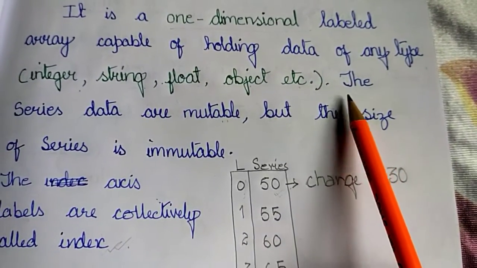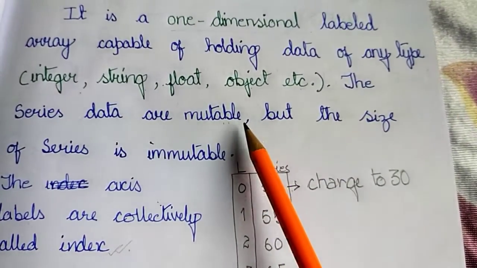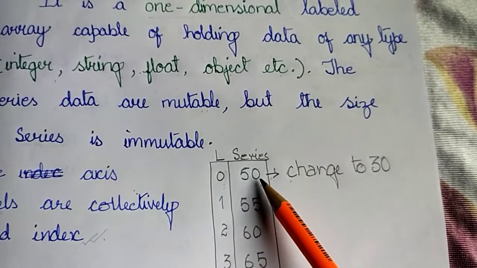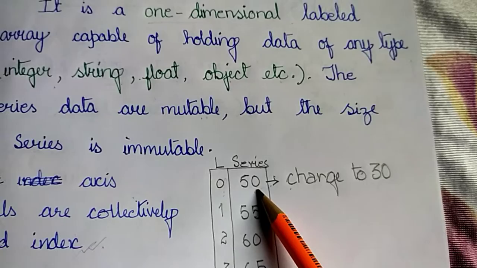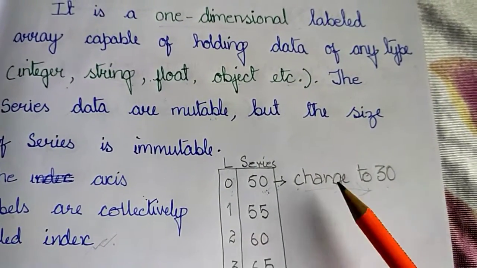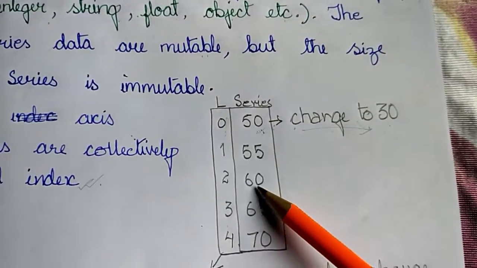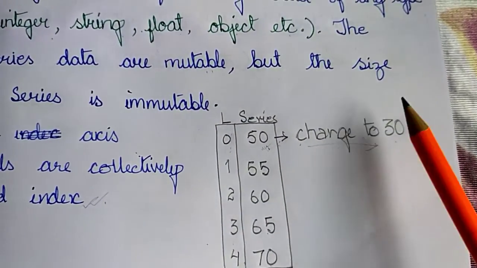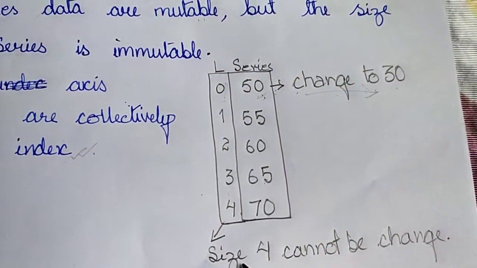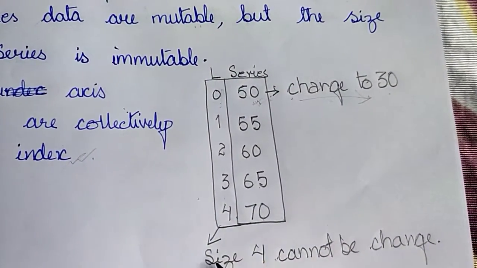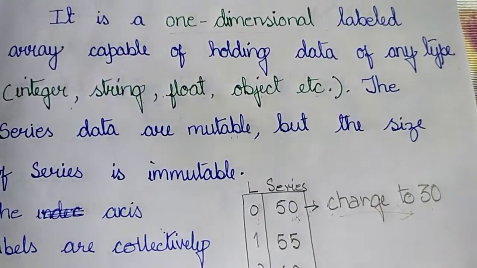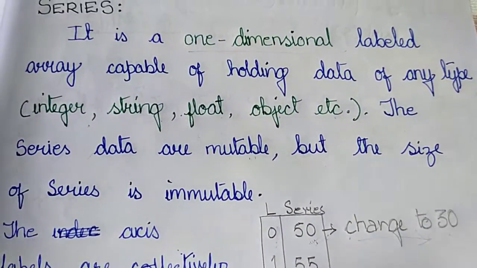Like I mentioned, the series data are mutable. So this data over here, it is 50. It's not compulsory that it will be 50. If you want to change it, you can change it, for example, to 30 or 100 or any value. All these data can be changed. But the size of this series, the size is 4. Therefore, the size of this series cannot be changed. So let me explain to you how you will create your series.